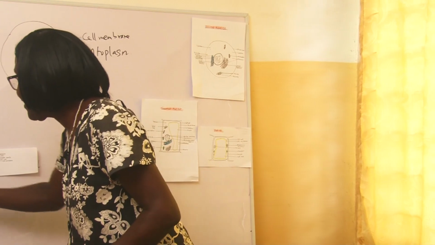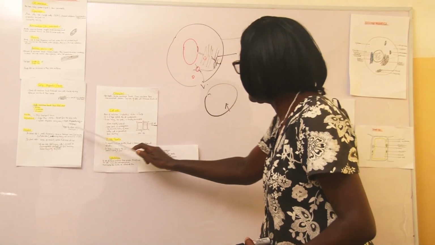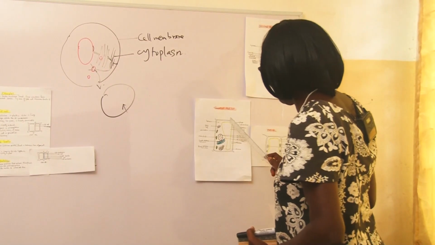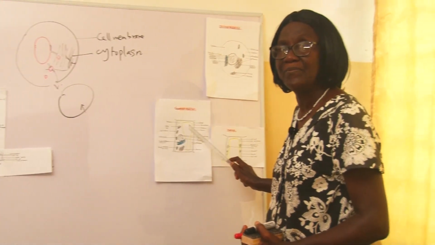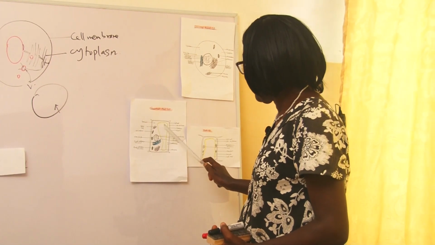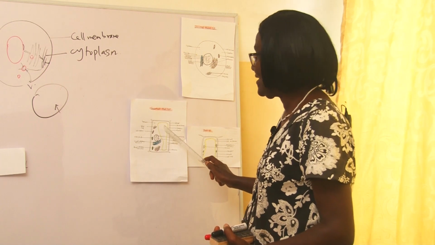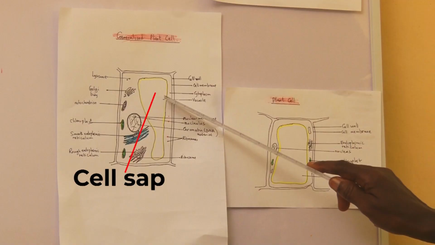Those are vacuoles. Now, the substance that fills the vacuole in plants is called cell sap. So you have a vacuole here. Its contents is called cell sap. You have it here. Good.